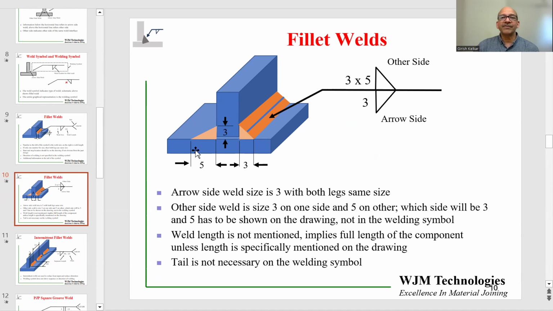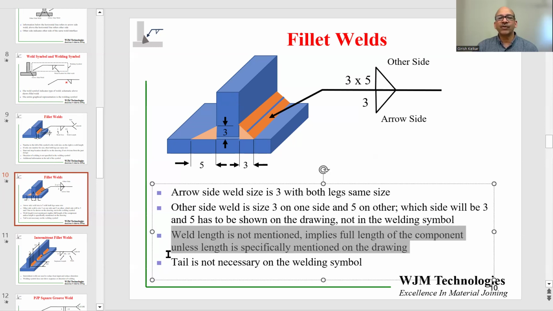But which side is 3 and which side is 5, that is not shown in the welding symbol. That still has to be shown on the part drawing. We also do not show a length of the weld. So this space is empty over here. That would indicate that either this weld is expected to be the full length of the component, or the actual length is actually drawn or shown on the drawing.